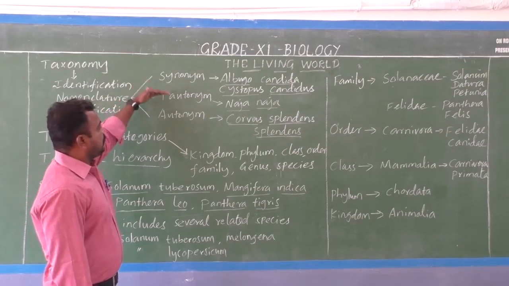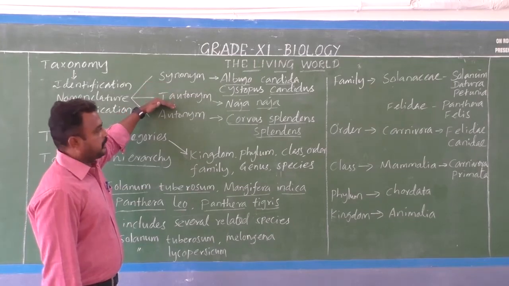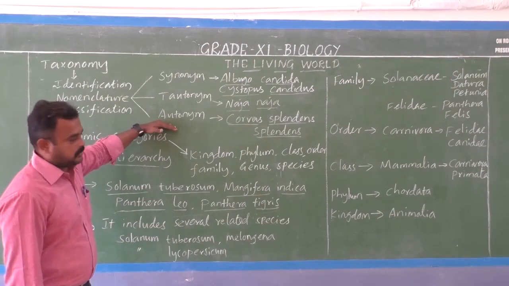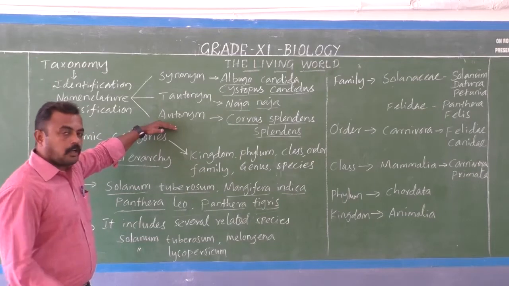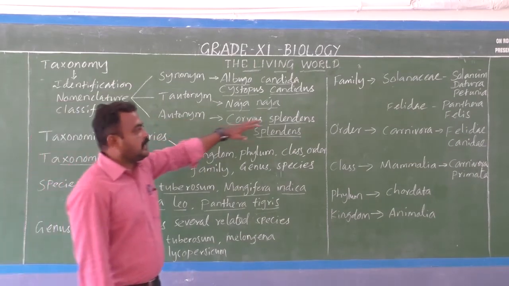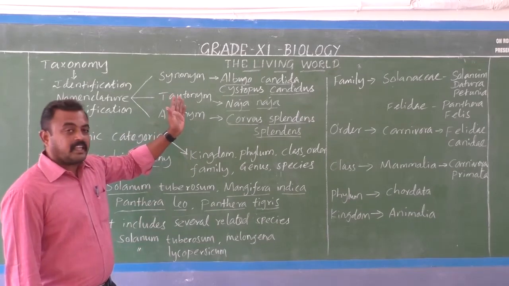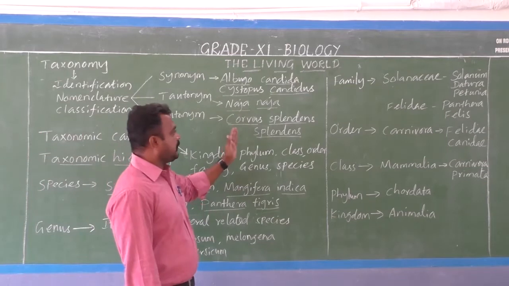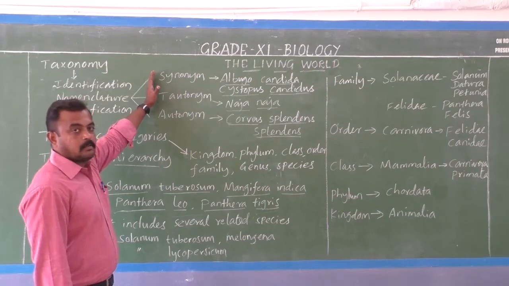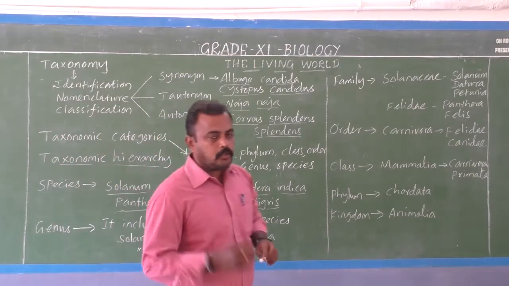Here, synonym and tautonym both are binomial nomenclature. The autonym is trinomial nomenclature, because for a single animal or plant we are giving three names, but in binomial nomenclature we can give only two names. Here we can give three names. That's why it is trinomial nomenclature. Before entering into that, I want to tell one thing.